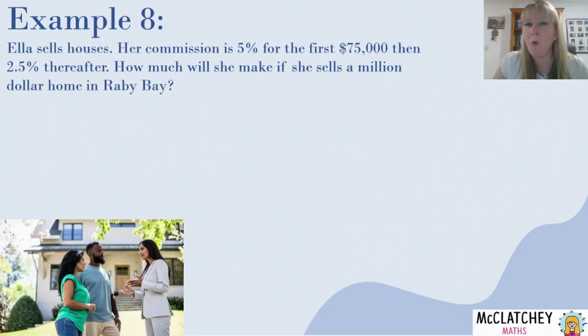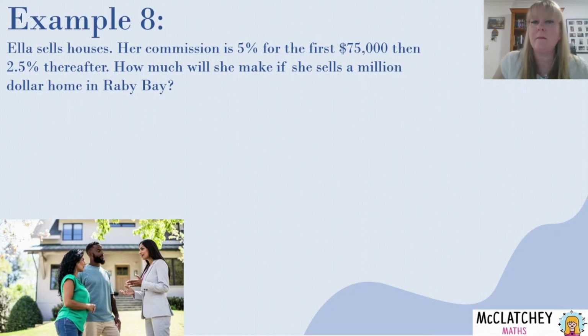Okay, we're going to do one more example now with commission. This is a different kind of commission. This is a real estate commission for Ella, who sells houses. And this is fairly typical in the real estate industry. They have what's called stepped commission. So there'll be a commission of a certain percentage on the first amount of sales, and then all the sales after that first percentage are calculated at a different rate. So this is where you need to set your working out really clearly as well. You're going to have the first commission that you're going to calculate first, and then the second commission, and then you're going to add them together.